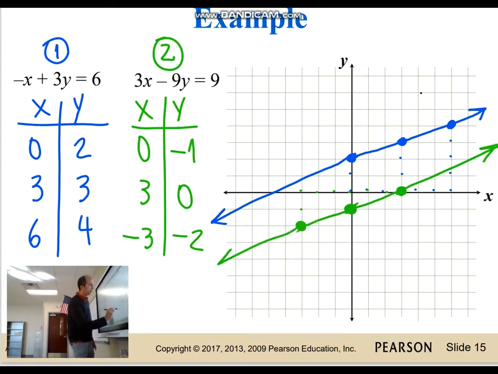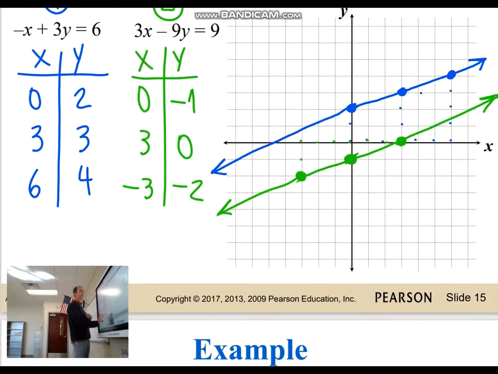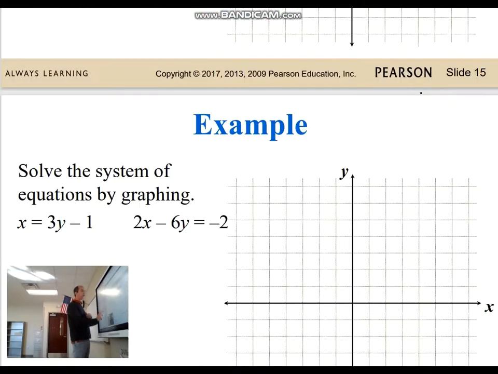And look at that. It looks like the lines are parallel, right? If they are parallel, they are never going to have an intersection. They will never intersect each other. There are no common points, and if we don't have a common point, there will be no solution.